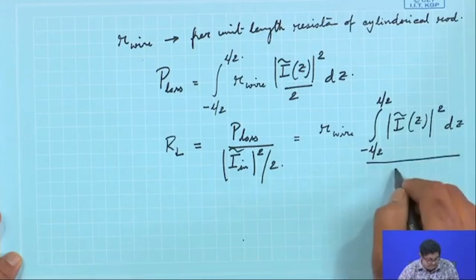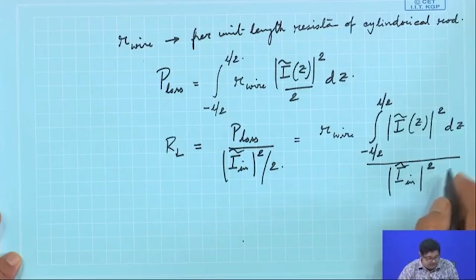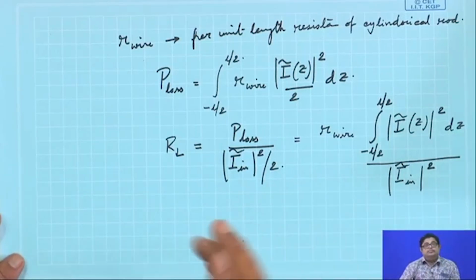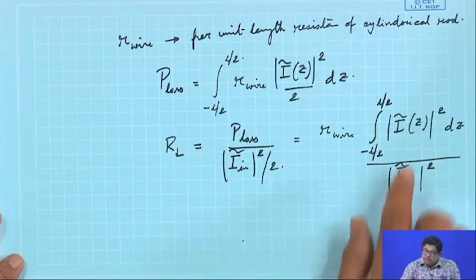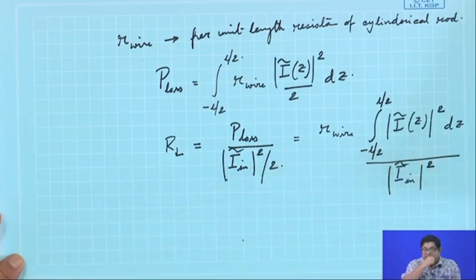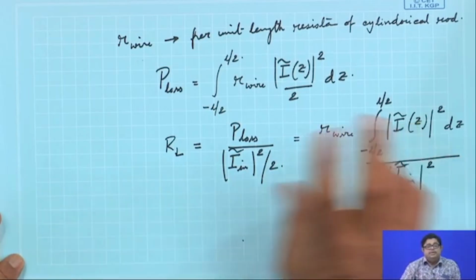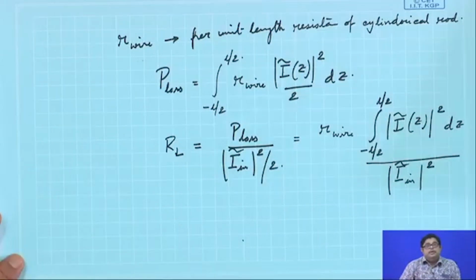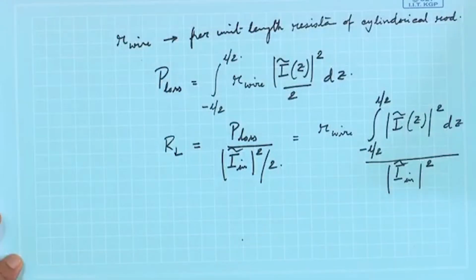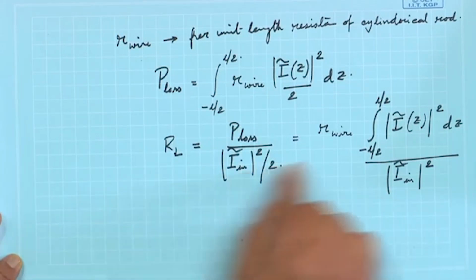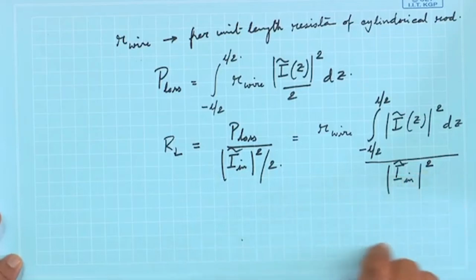Now, this I in is different for different lengths of antennas. So, once you know the current distribution, that means once you know the length of the dipole, then you can find this current distribution. Also you know at the input terminal what the value of the current is. From the current distribution you can always find that. So, if you put that, from that you can evaluate R loss. So, this is the way of evaluating R loss.